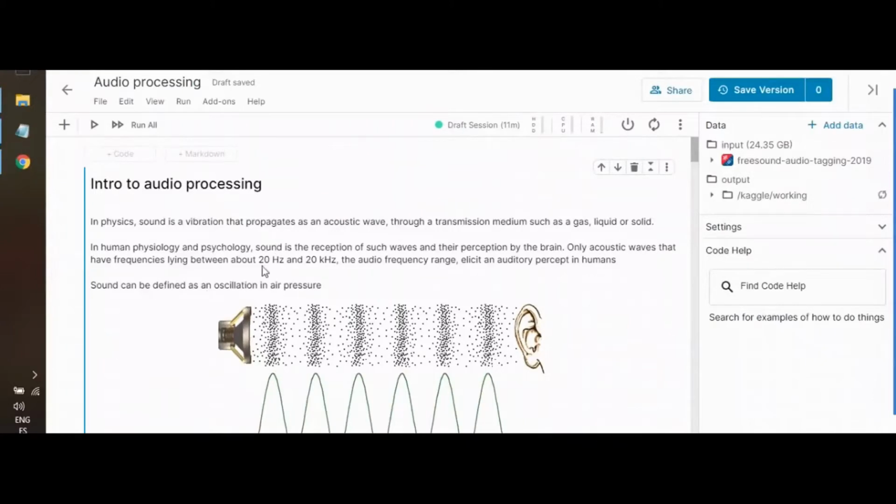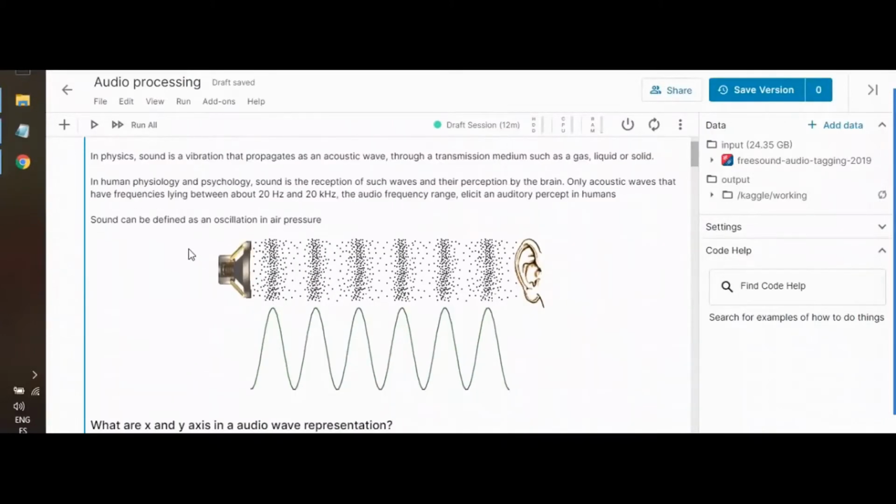In human psychology or physiology, you deal with how the sound is represented in the brain. So you will be able to hear frequencies from 20 Hz to 20 kHz. And instead of measuring frequency directly, you will be hearing pitch in the sound, which is slightly different. We are going to see about it later in the course.